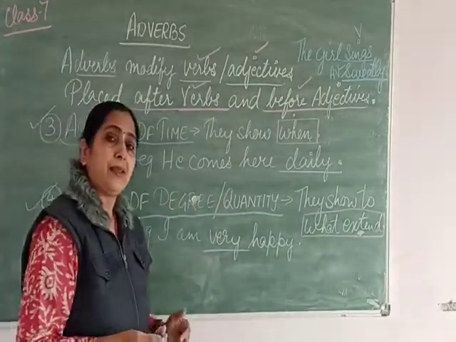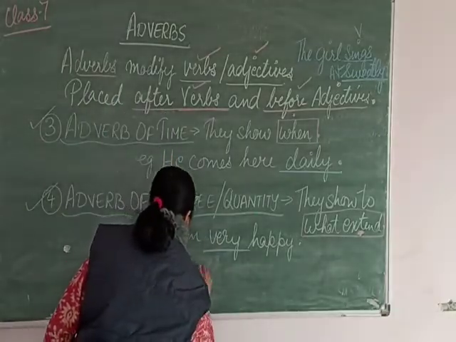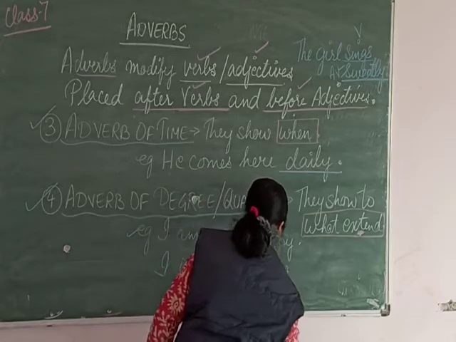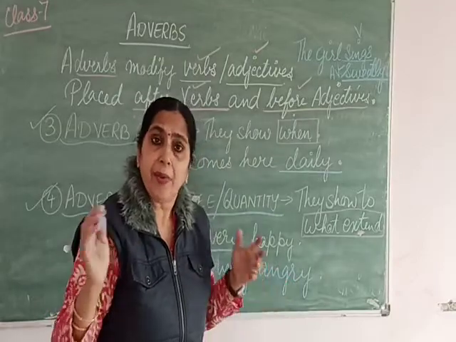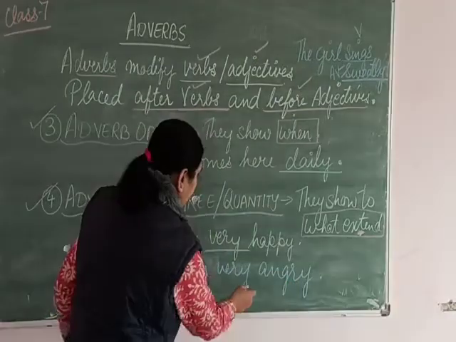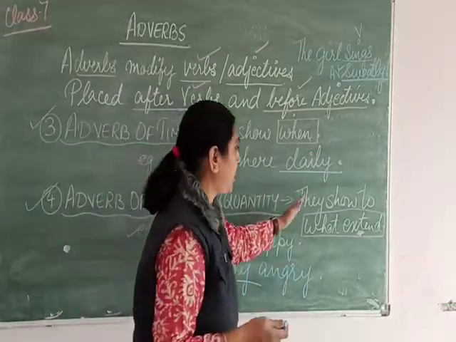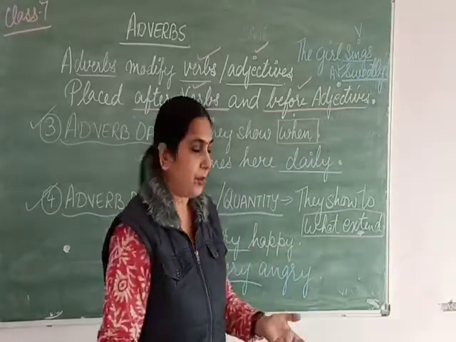Now, I am very sad. Suppose another sentence we are taking: I am very angry. That means I am extremely, too much angry, annoyed. So it indicates how much, to what extent. They show to what extent an action is done.